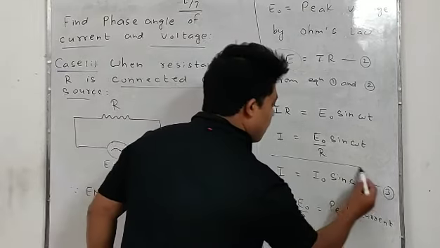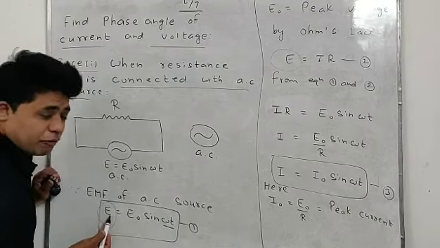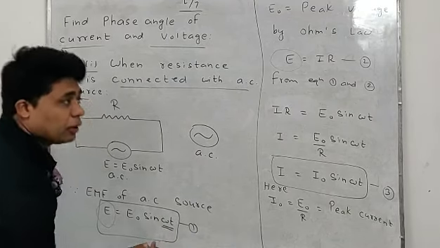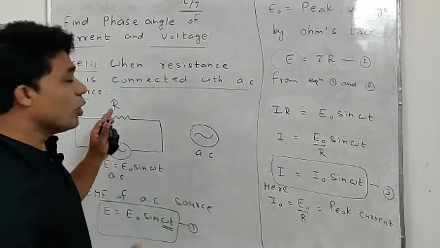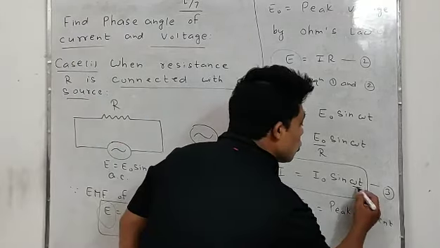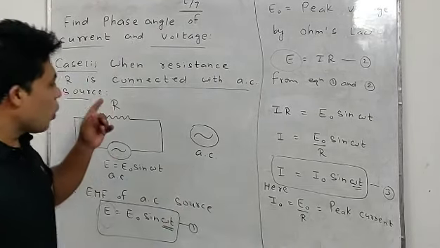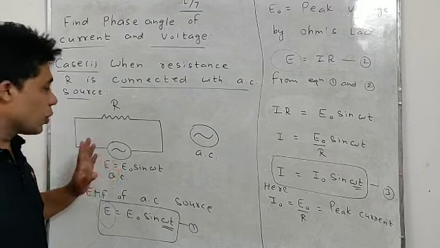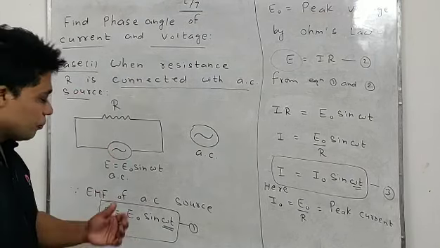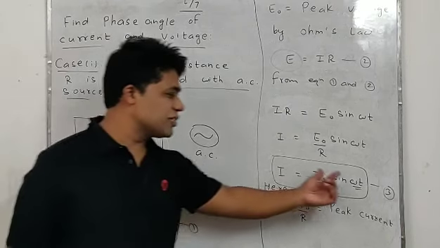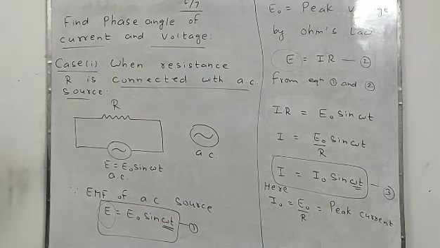Look at students, what was the phase angle of the alternating EMF? The phase angle was omega t. And what did we get? The phase angle of the alternating current when only resistance R is connected, that is also omega t. Means what? We got the conclusion: whenever a pure resistance R is connected with an AC source, in that condition, the phase angle of voltage and the phase angle of current will remain equal. Okay, you can take a screenshot of this.